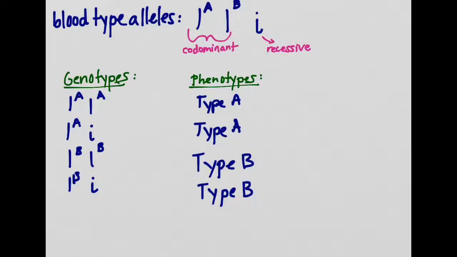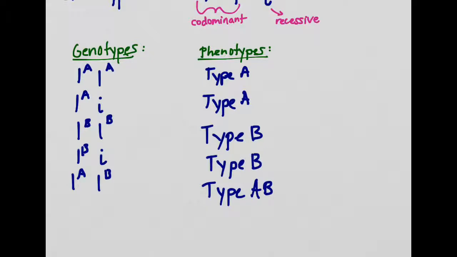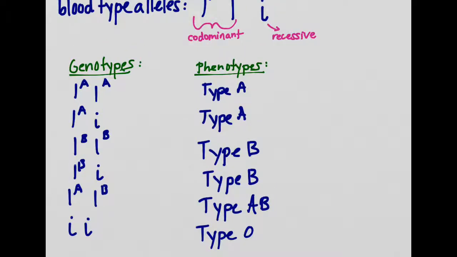Then you can have a mixture of capital I A, capital I B, and that individual will have type AB blood. And since both of those alleles are codominant, both are going to be expressed in the offspring. And then last but not least, you could have an individual that's little i, little i, which is what we call type O blood. So make sure you're comfortable with all of those genotypes and how they're expressed as phenotypes in blood.